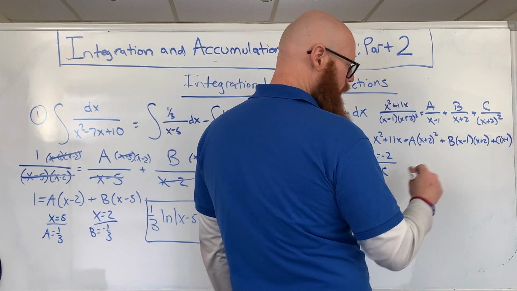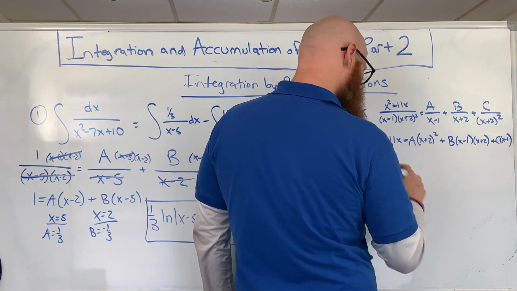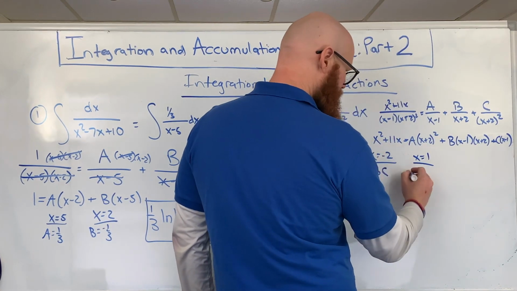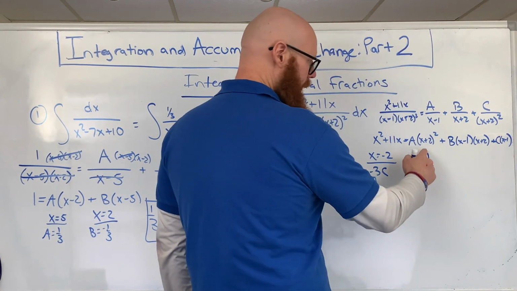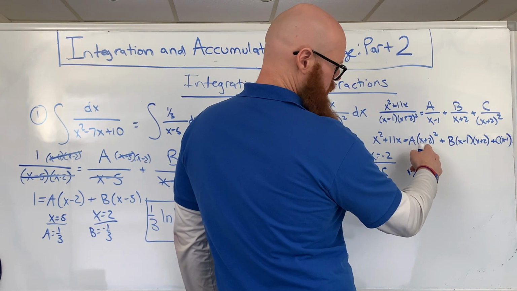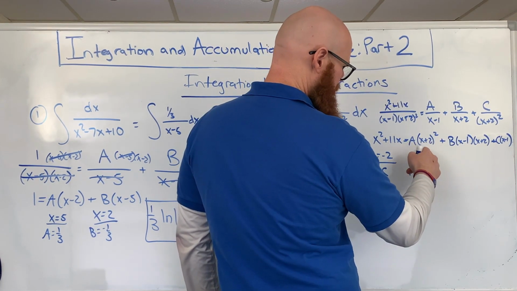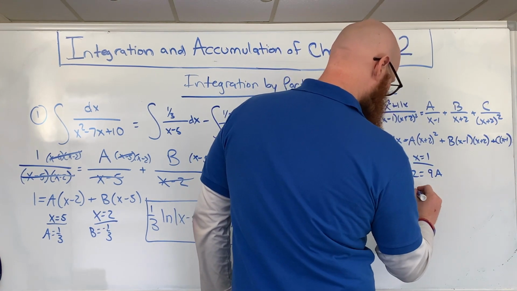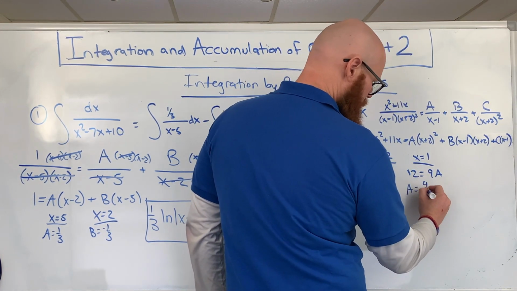I could plug in 1. 1 will make both of these go away, and if I make x equal to 1, if I plug in 1 here, I get 12. And if I plug in 1 here, I get 3 squared, which is 9, so 9a. So a is going to end up being 4/3.